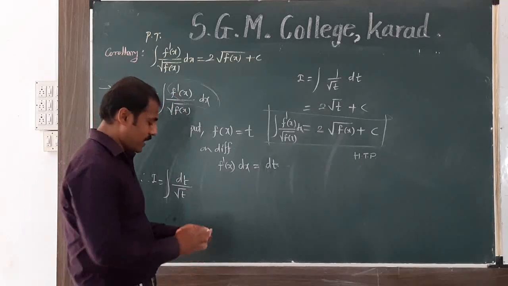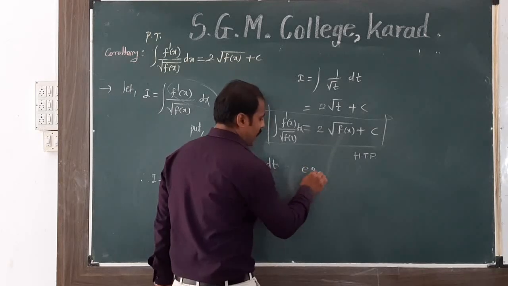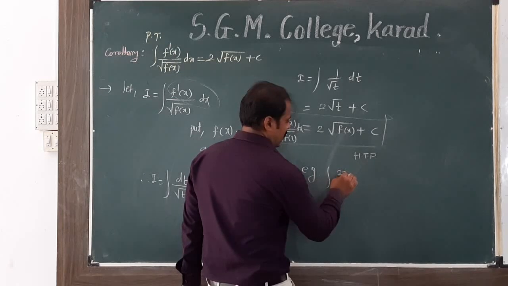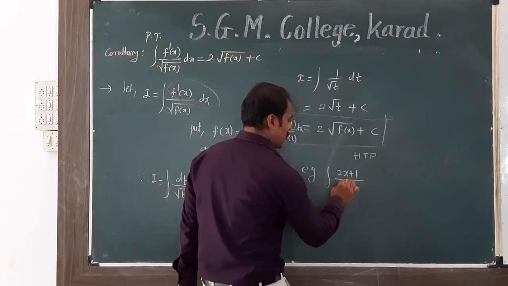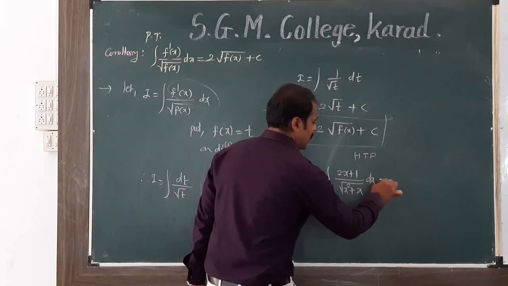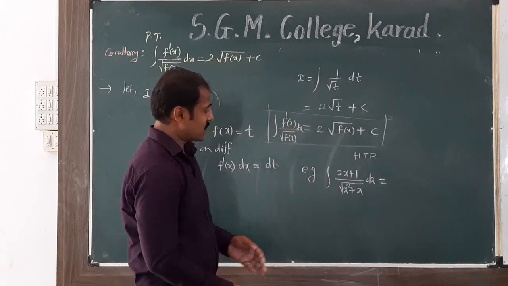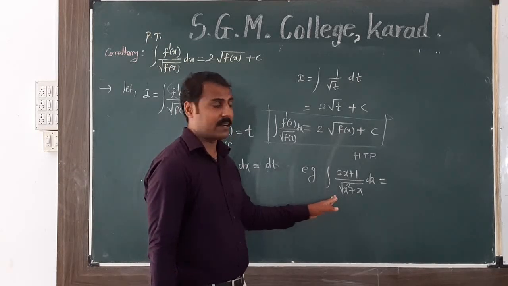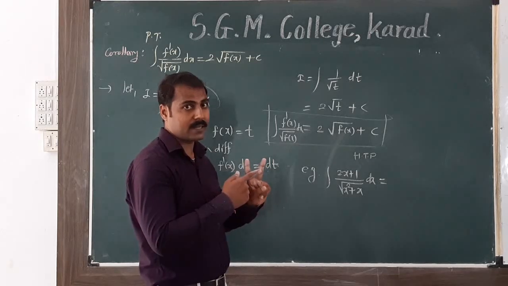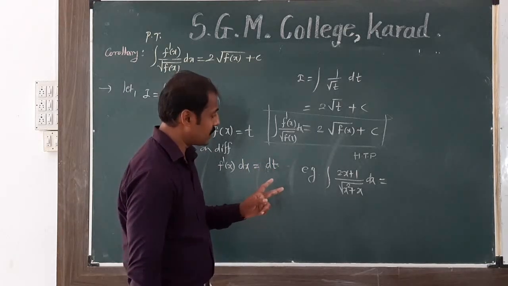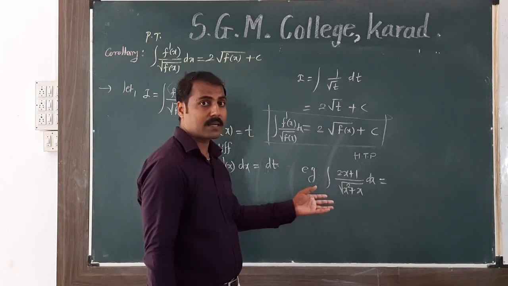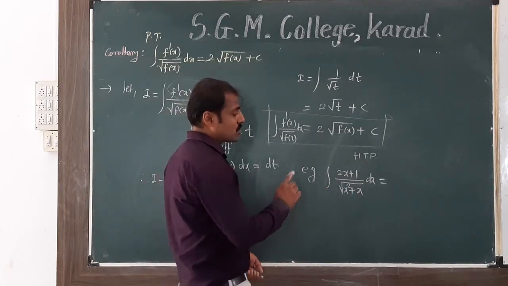Okay, for example, integration of (2x plus 1) divided by root of x square plus x dx. Look at here. First identify the type of the integration, and mainly the types of integrations are trigonometric and algebraic. I have explained. So it is an example of algebraic. First check whether substitution is possible or not.